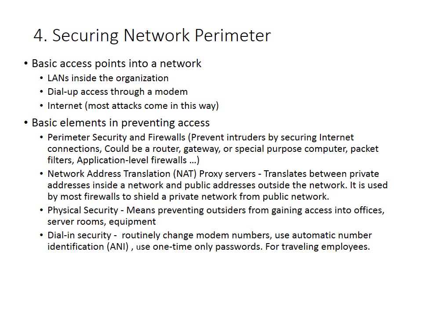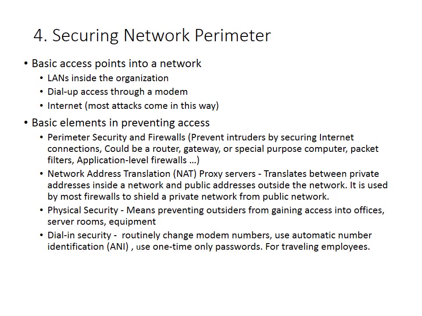Firewalls prevent intruders by securing internet connections from unauthorized access and denial of service attacks to your network. It could be a router, gateway, or special purpose computer. Main types of firewalls are packet-level firewalls, aka packet filters, and application-level firewalls, aka application gateways. Network address translation, NAT, proxy servers, translates between private addresses inside a network and public addresses outside the network. It is used by most firewalls to shield a private network from the public network.